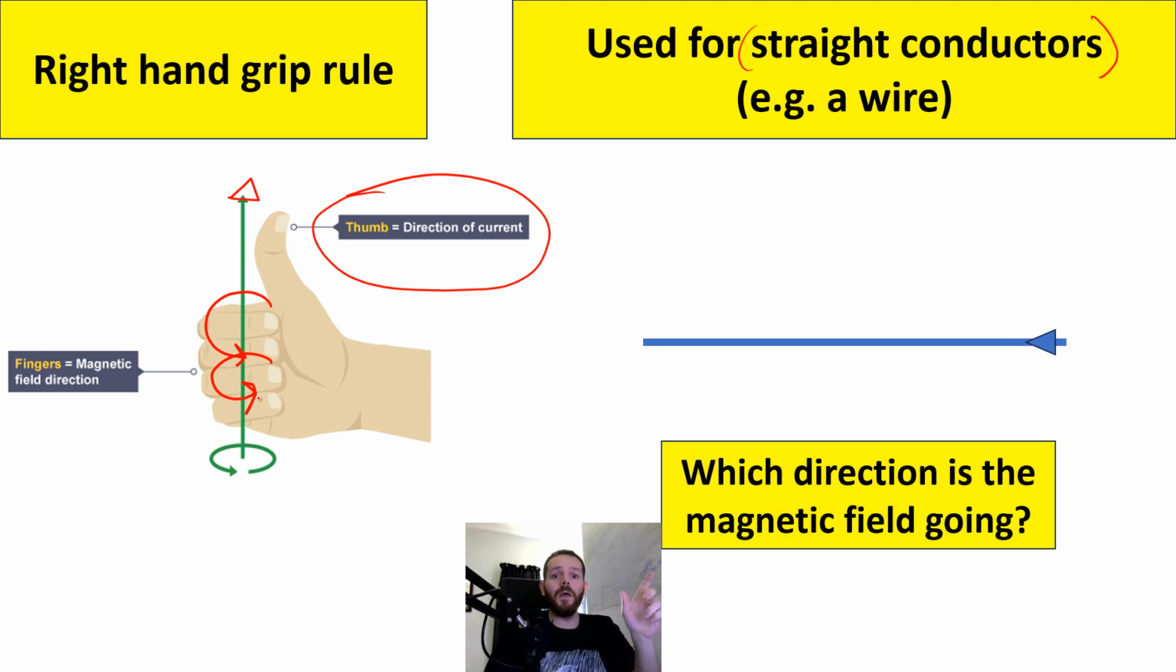current carrying wire. Bear in mind, they might ask you to do the opposite of this. They might say the magnetic field's going around this way, what way's the current going? In which case, you just line your fingers up with the magnetic field, and your thumb will then show the direction of the current. So have a look at this on the right hand side then.